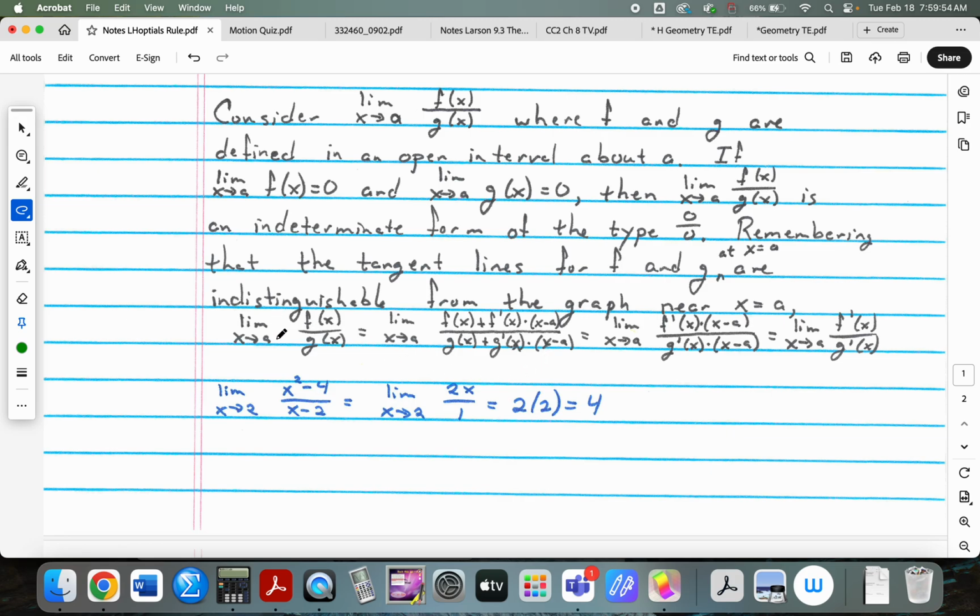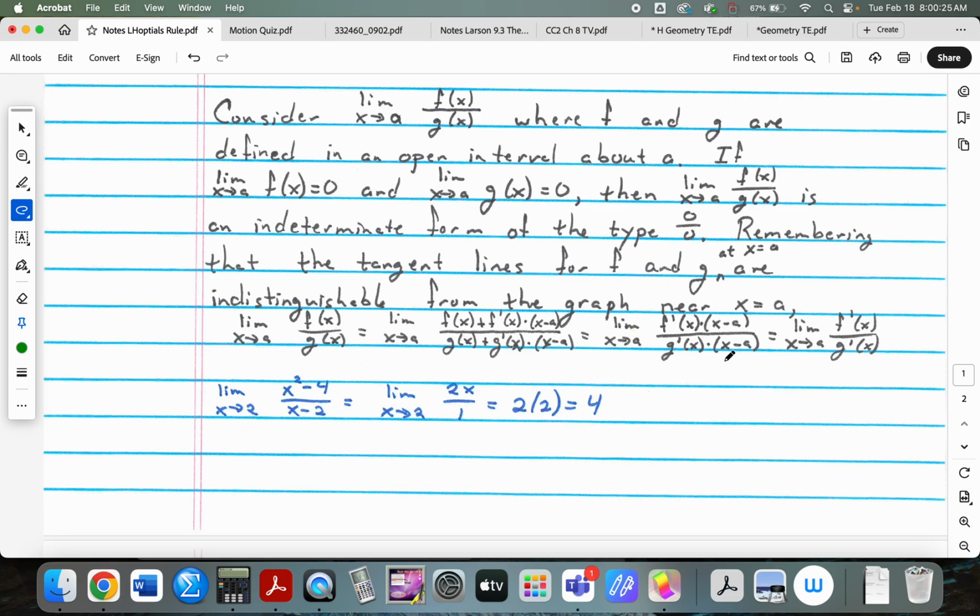So the limit as x approaches a of f of x over g of x is going to be the limit as x approaches a of f of x plus f prime of x times x minus a, right? That's the tangent line approximation. And then the same for the denominator. And since f of x and g of x are both approaching 0, I can drop those. And I'll have f prime of x times x minus a over g prime of x times x minus a.